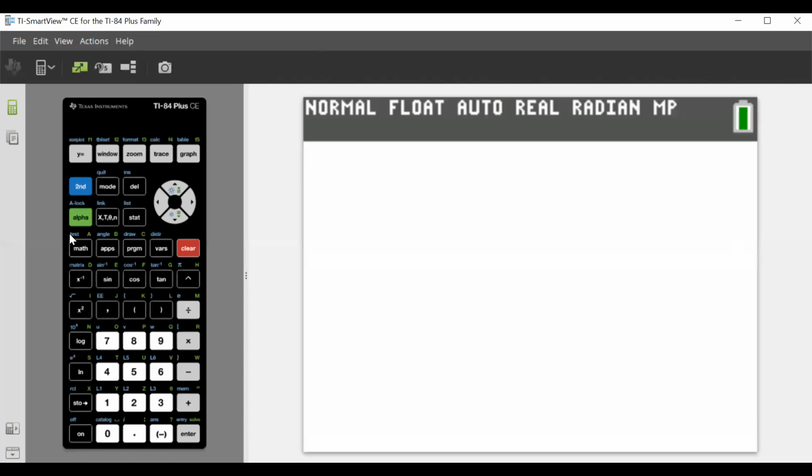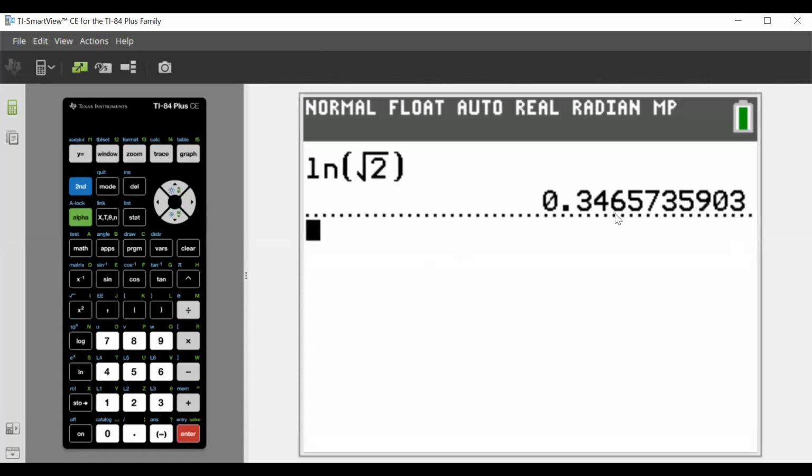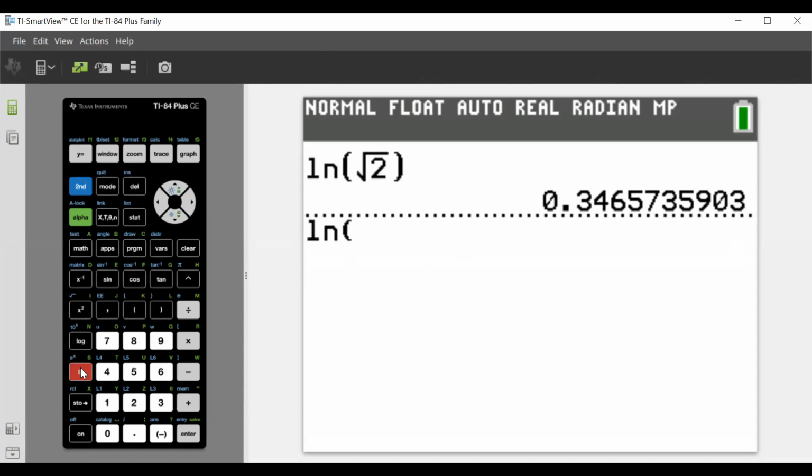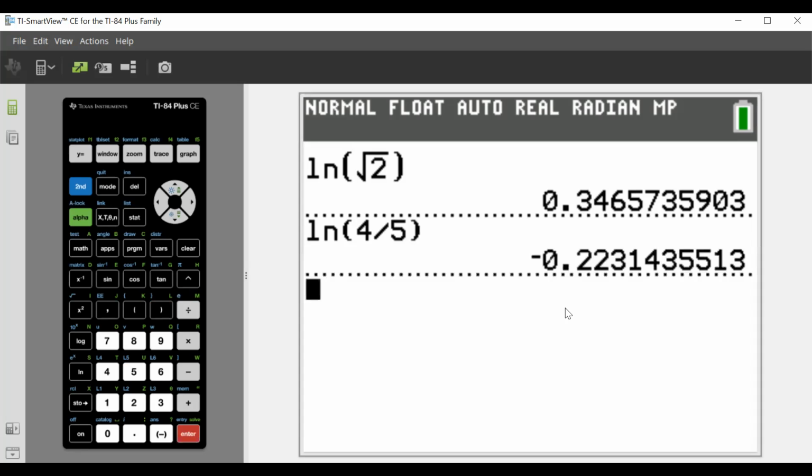All right, so we want the ln, and it said the square root of 2. So now we have to have second, square root of 2. Now we have to arrow out, parenthesis, and we get 0.34657, and it said to 4 decimal places, so 0.3466. Okay. Then it also said find ln of 4 divided by 5, and then we'll put that in parentheses. And that's a negative 0.2231, and that's as far as it rounds.